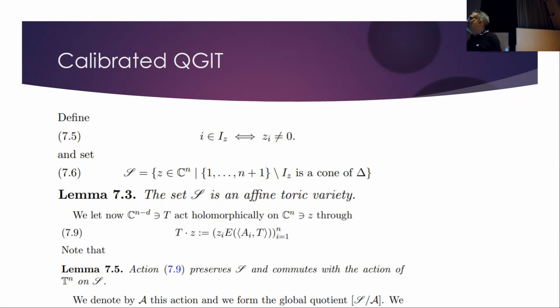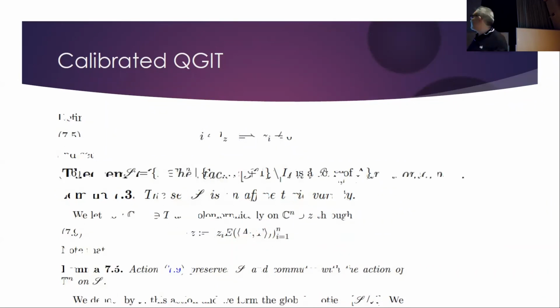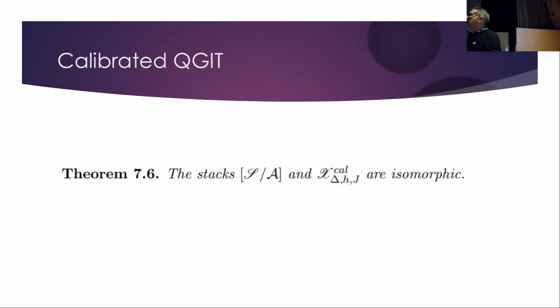Like C^(n+1) for P^n? C^n minus some things. Yes, yes. The unstable locus, yeah. I'm taking away the unstable locus. But the beautiful thing is that the Gale transform gives you exactly the action that you need to produce this stack. So this is geometric invariant theory, and essentially geometric invariant theory is given by the Gale transform.